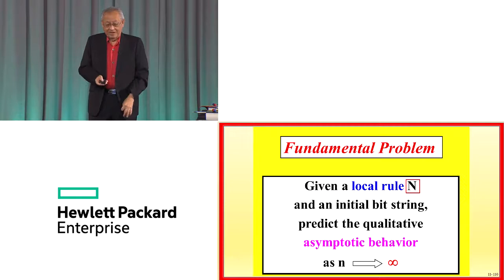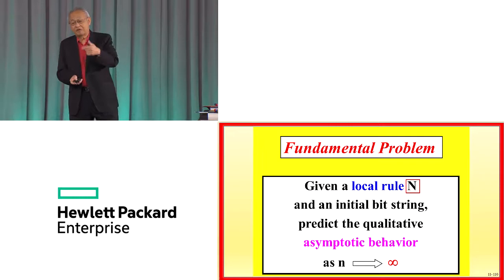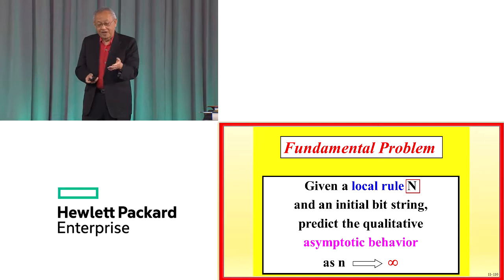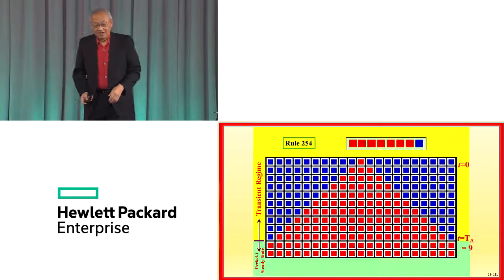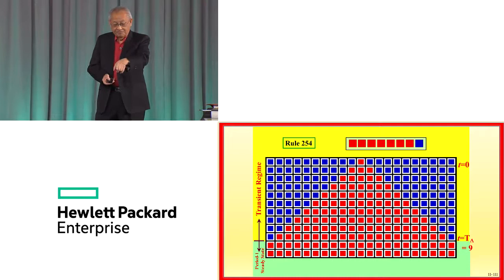The fundamental problem addressed by this book is that, given a local rule, one of the 256 rules, and the one you just saw is the simplest one, if you want to predict the behavior after a long time, you would like to be able to say what you're going to see after a million iterations, or maybe after 50 iterations. In this case, it turned out to be simple. After about 10 iterations, where every row is different, I call that the transient regime.